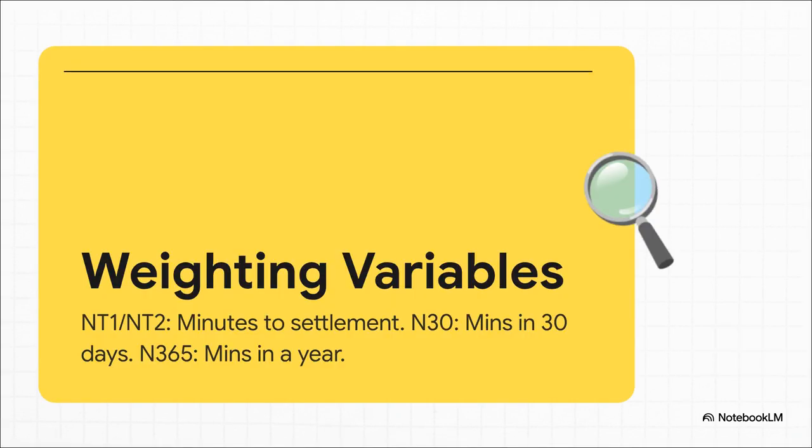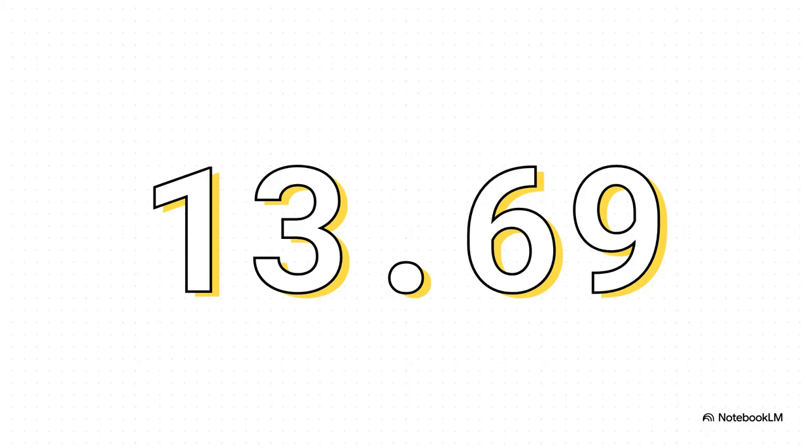And that weighting is all about precision. I mean, we are literally counting the minutes. NT1 is the number of minutes left for the near-term options, NT2 is the minutes for the next term. Our target, N30, is just the total minutes in 30 days. The formula simply uses these minute counts to create the perfect weights for our average. So we plug in our two variance numbers, we apply that time weighting, we take the square root, and we multiply by 100. And after all that math, the final result for this example is 13.69. That is our VIX index value.